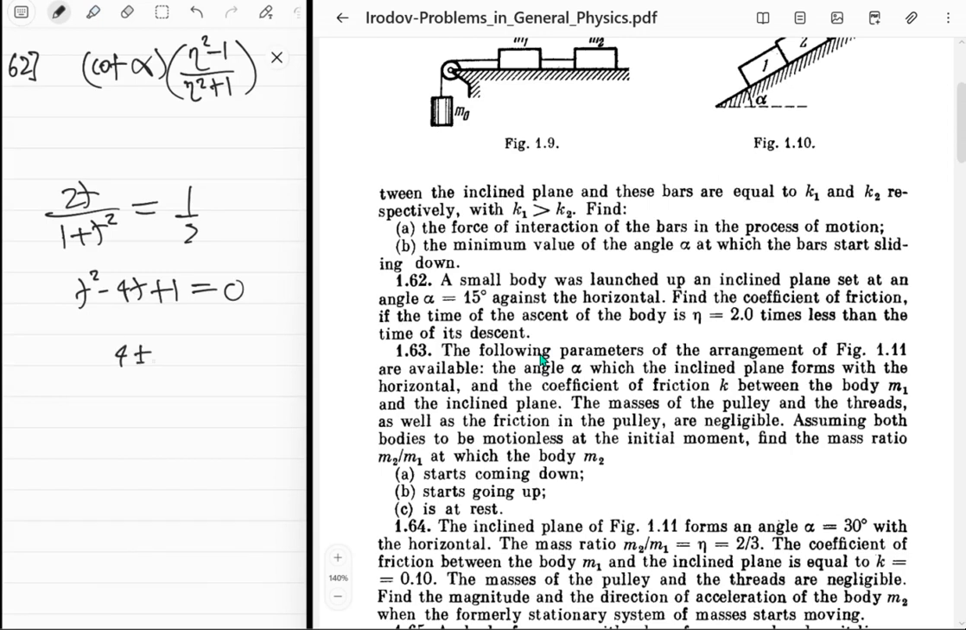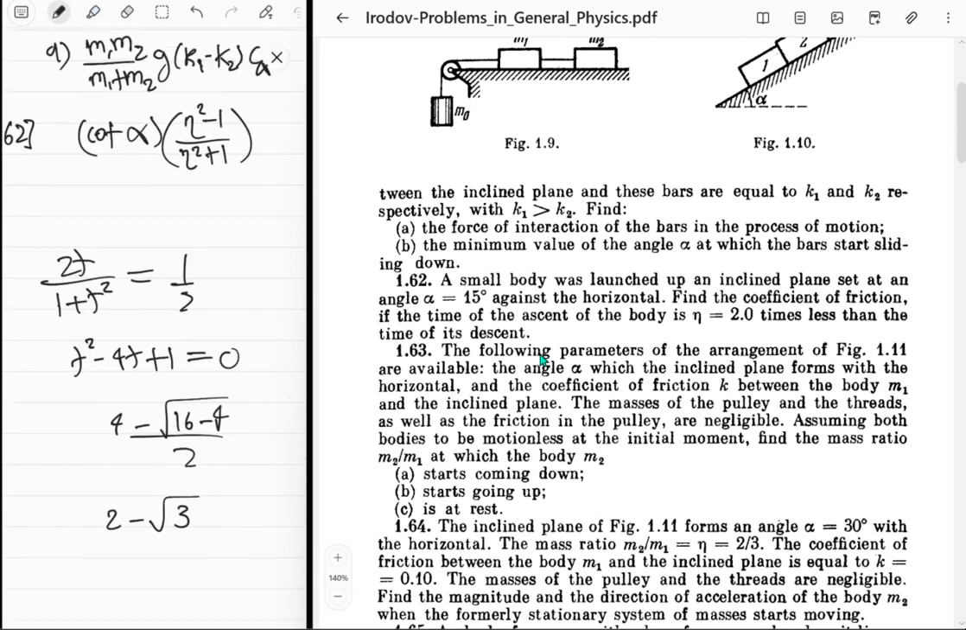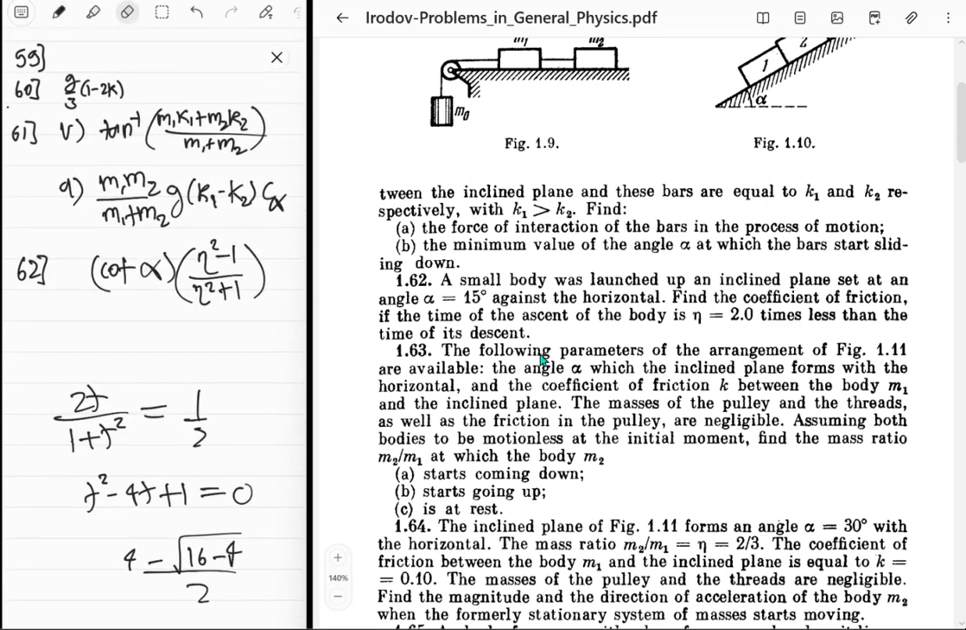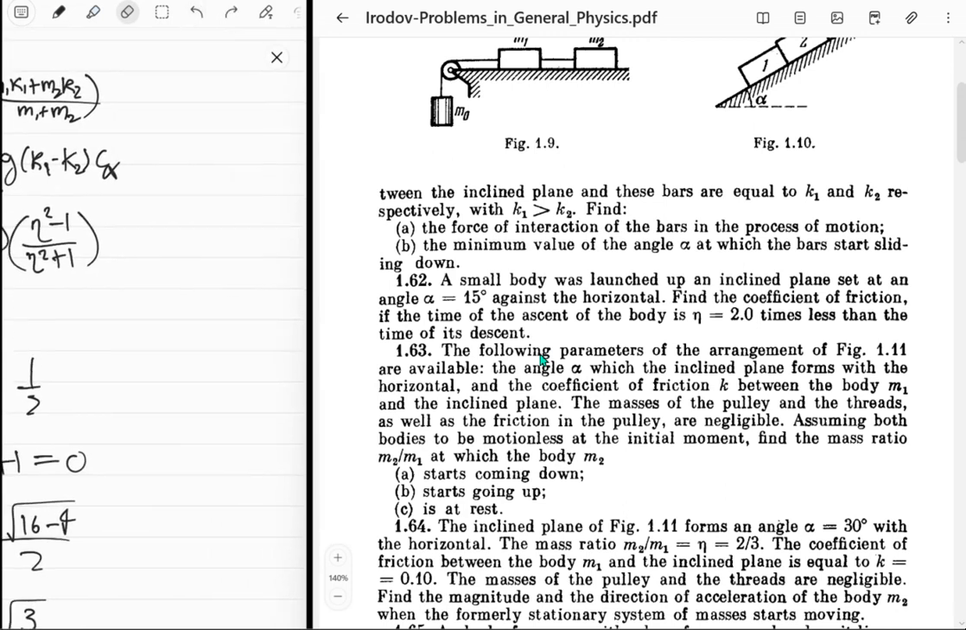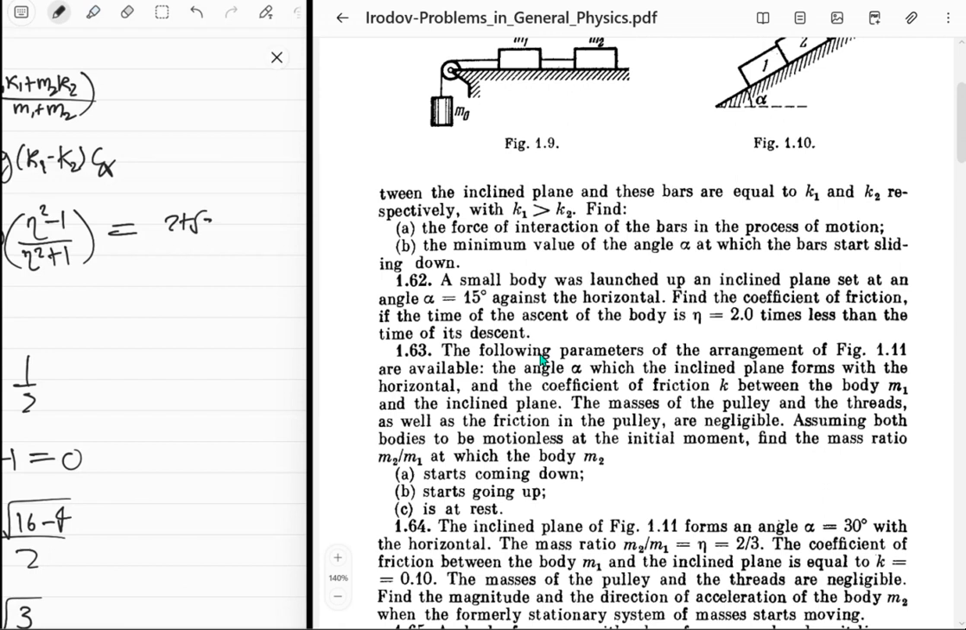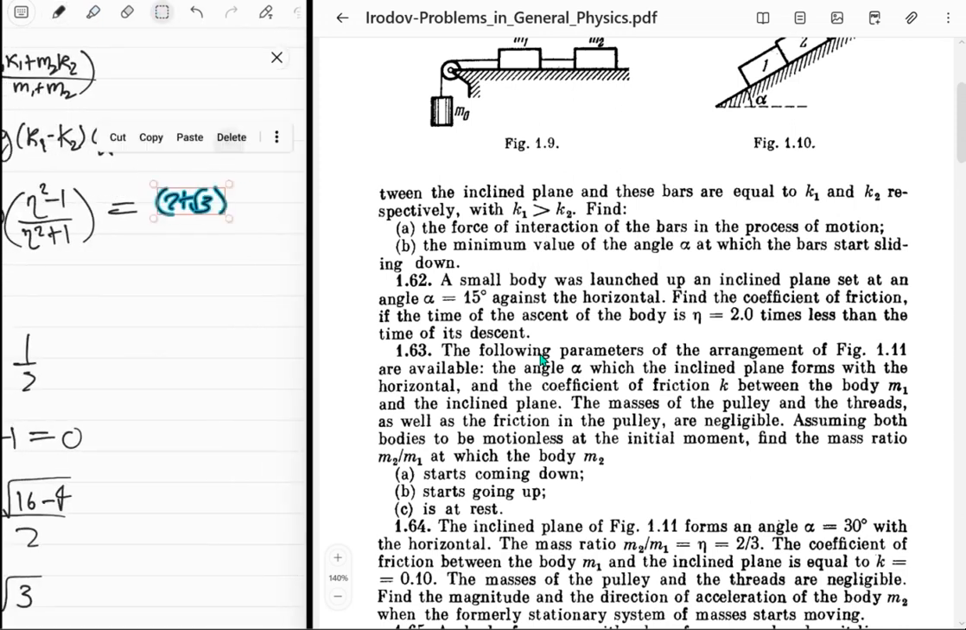Tan 15 degrees is going to be the lesser root. So it's going to be negative b plus or minus the square root of b squared minus 4ac, upon 2a. It's going to be 2 minus square root of 4 minus 1, 3. Minus square root 3. That should do it. So cot alpha will just be 2 plus square root 3. Okay, don't erase this. 2 plus square root 3 times whatever this thing is, like 4 minus 1 upon 4 plus 1, so 3 fifths, right? Yeah. So 3 fifths of 2 plus square root 3.